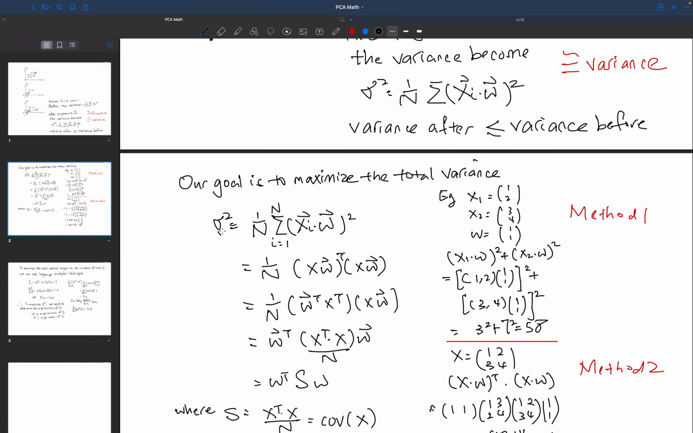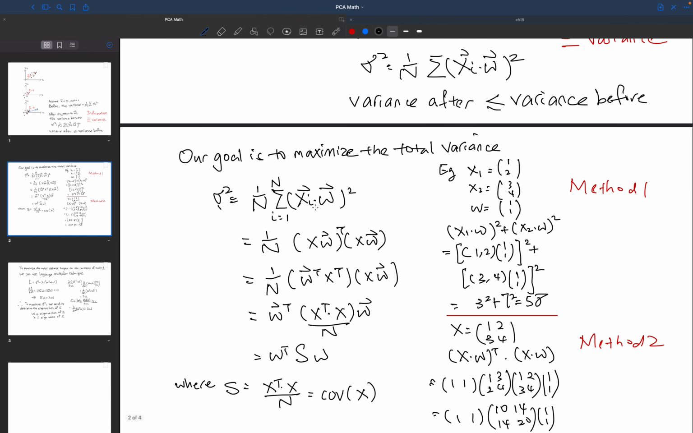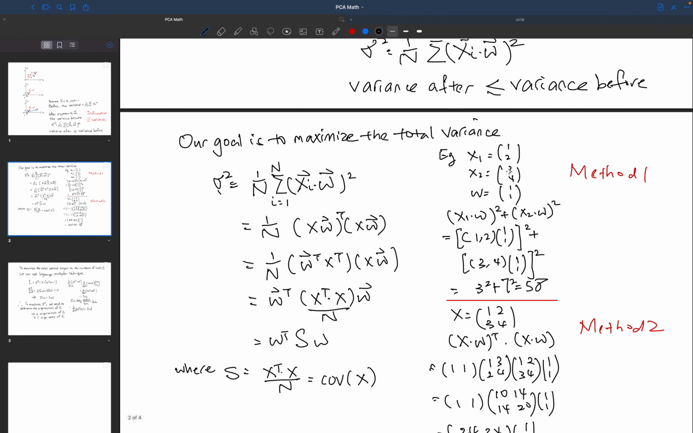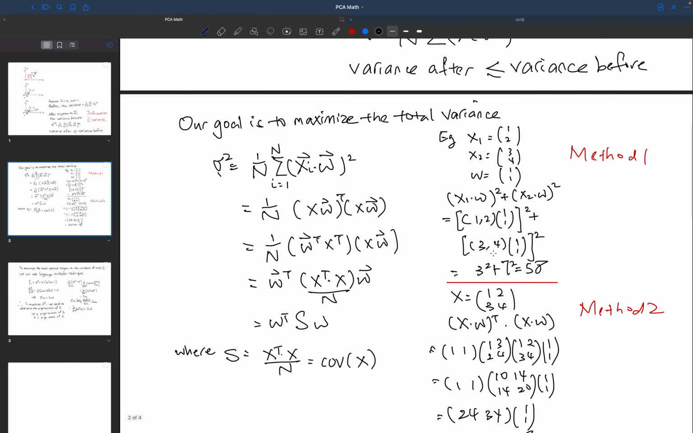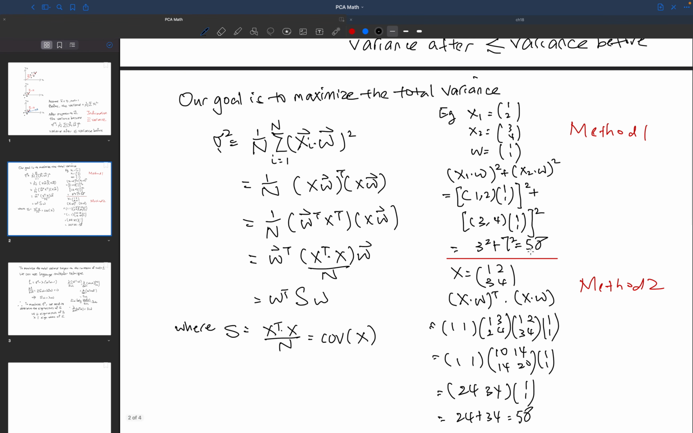So this is the variance after the projection. We can compute this variance in two methods. The first is the direct method. I show a small example here. Let's say we have only two data points, x1 and x2. x1 is (1, 2) and x2 is (3, 4). And let's assume w is (1, 1). To get the variance, we can take the dot product of x1 and w and square it, plus x2 and w and square it. If you go through the math, you will get 58.